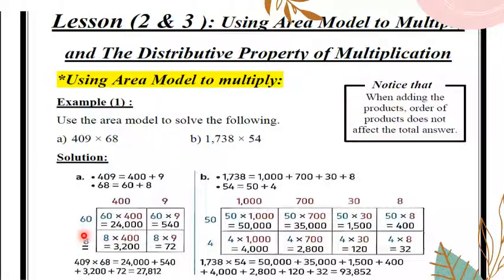Then let's multiply 8 times 400 equal 3,200. Then 8 times 9 equals 72. After that, let's add these numbers: 24,000 plus 540 plus 3,200 plus 72. In a draft, it will be 27,812.